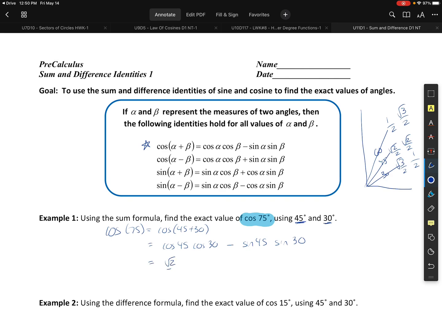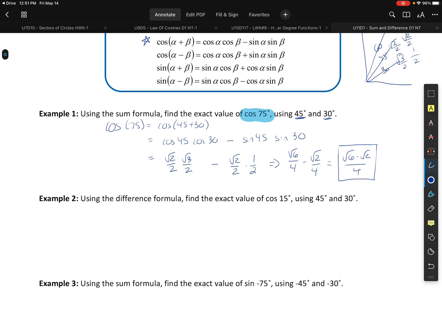Cos 45 is rad 2 over 2. Cos 30 is rad 3 over 2, minus rad 2 over 2 times 1/2, which gives us rad 6 over 4 minus rad 2 over 4, for rad 6 minus rad 2 over 4. That's not going to come up on our unit circle, right? But by using 45 and 30, which are on our unit circle, we could solve for cos 75.